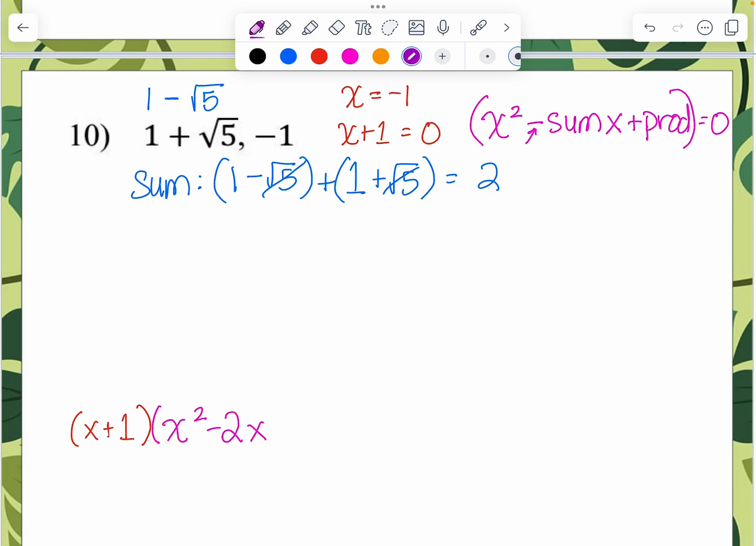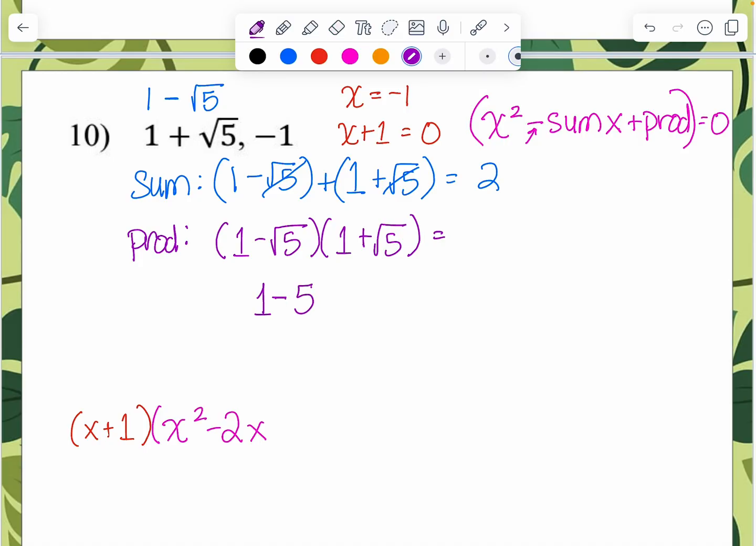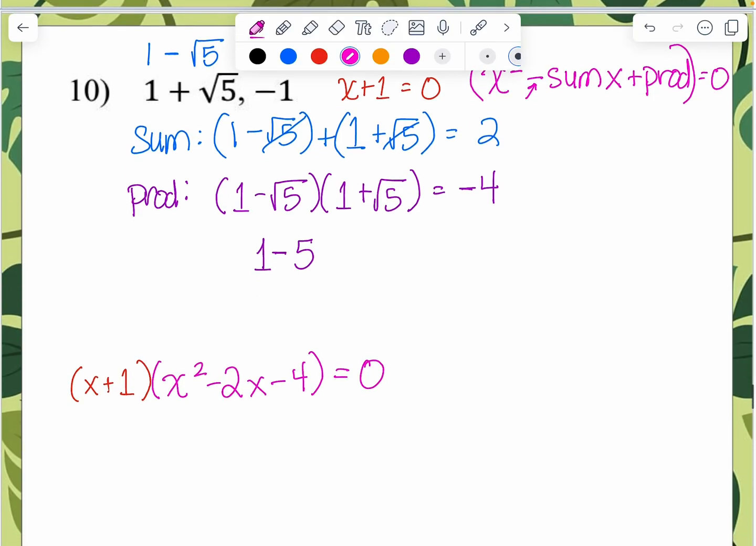And then the very last term that I need is the product. So the product of 1 minus the square root of 5 times 1 plus the square root of 5. If you're okay with it, I'm not going to put those middle terms in there this time because I know they cancel. So 1 times 1 is 1. The square root of 5 times the square root of 5 is the square root of 25, which is actually 5, and it's not positive, it's negative because I'm multiplying a negative times a positive. So I'm going to get negative 4 as my product. So to finish out this polynomial, I've got x squared minus 2x minus 4 equals 0.